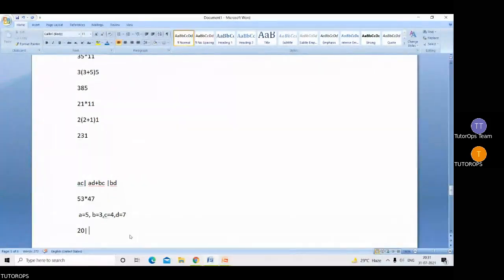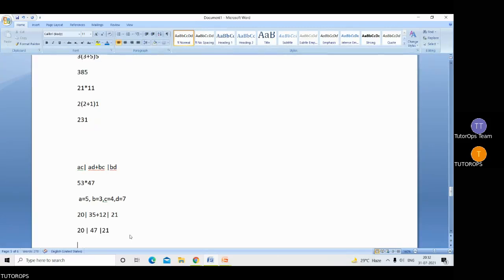Now, A into D plus B into C. A into D, that means 5 into 7, that is 35. Plus B into C. B into C means 3 into 4, that is 12. And then B into D. B means 3, D means 7. So B into D means 3 into 7, that is 21. So the result will be 20 slash 47 slash 21.